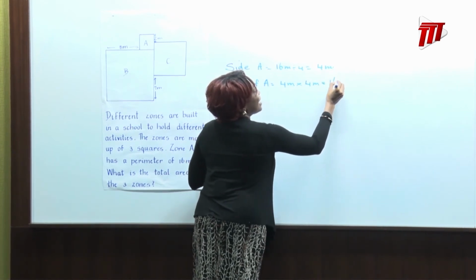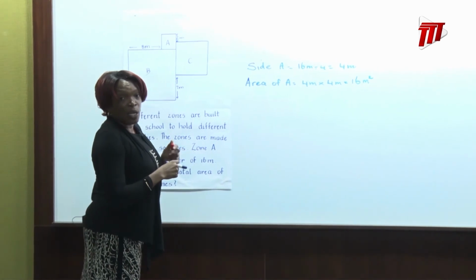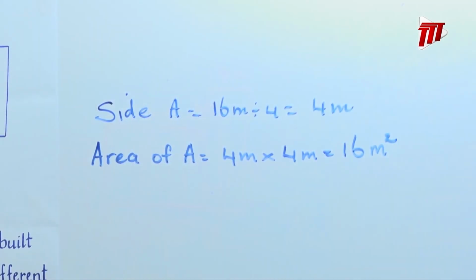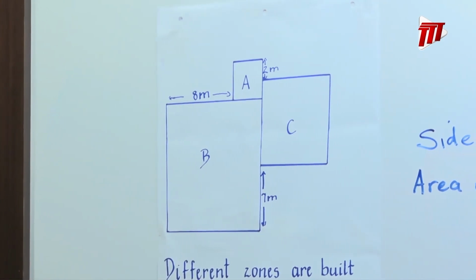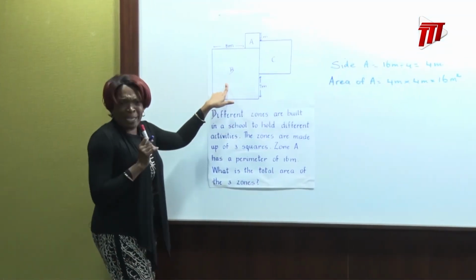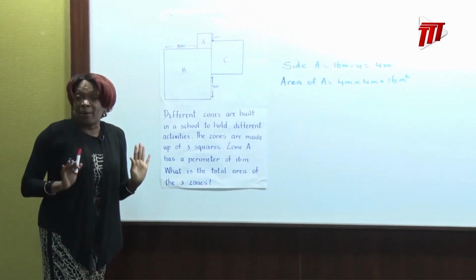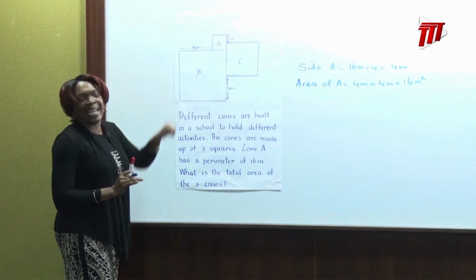Giving us what? 16 meters squared. Are you seeing that, boys and girls? So you already have the area of one of the squares, which is A. All right. Let's go down now. Stay with me now. Let's look at B. Remember, it's a square. How are we to find the area of B?